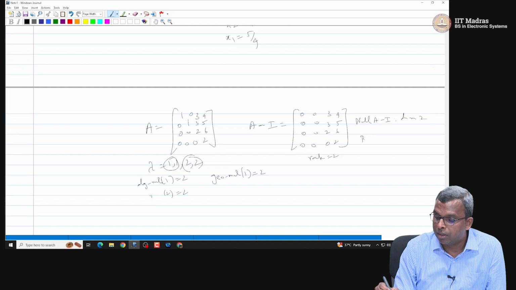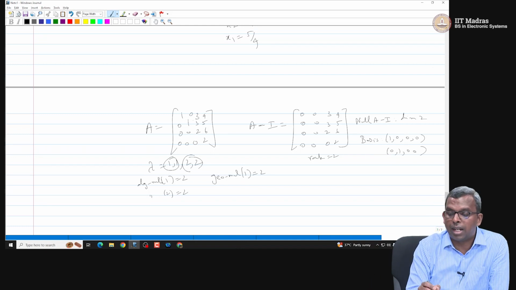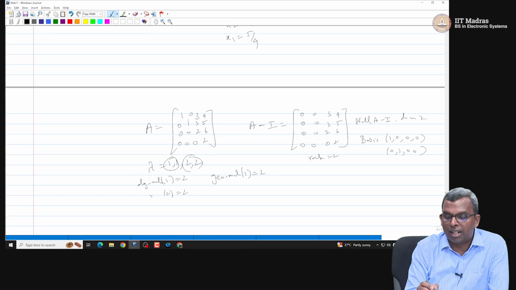Now what is the basis? You can find a basis. This basis is very easy. 1, 0, 0, 0 will be a basis. 0, 1, 0, 0 will be a basis. These two you can check quickly are eigenvectors with eigenvalue 1.